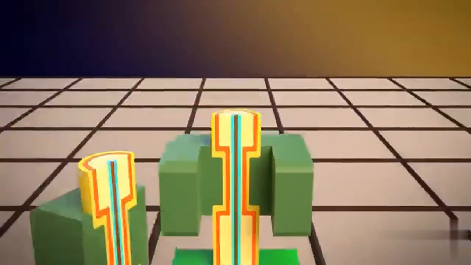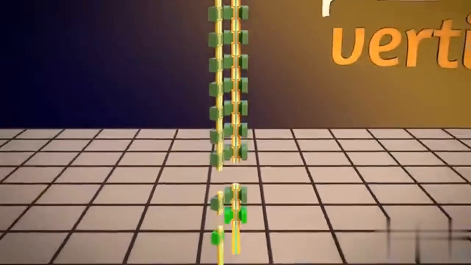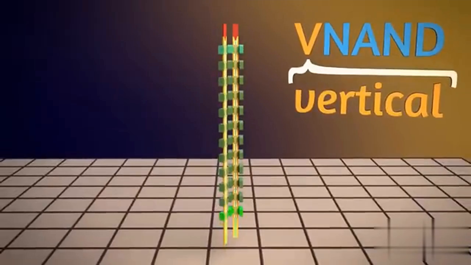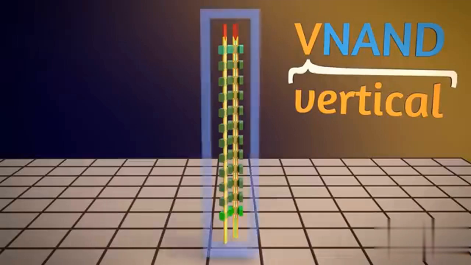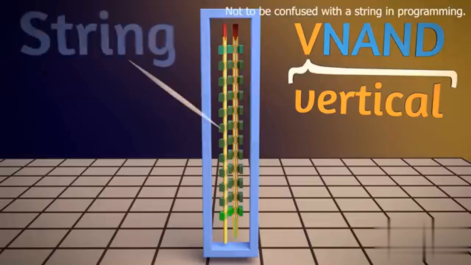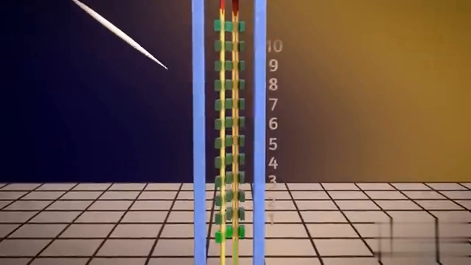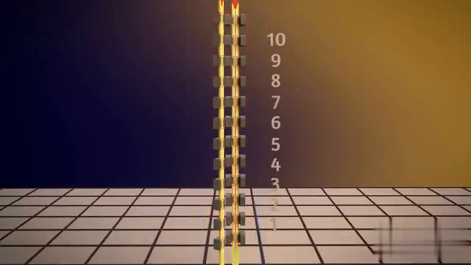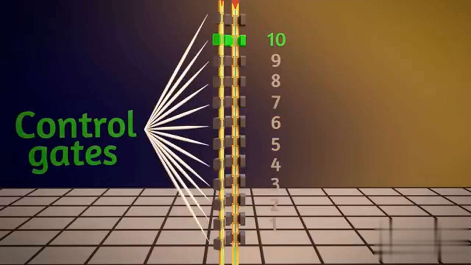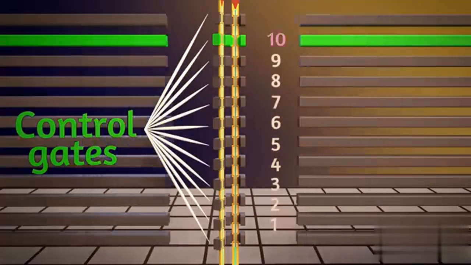After we zoom out a little, you can see that the memory cells are stacked vertically. This is where the vertical part in vertical NAND or V-NAND comes from. This stack of memory cells, which is technically called a string, is composed of 10 charge trap flash cells layered one on top of another. When information is written to or read from a string, only one cell can be activated at any given time, and to do that we use separate control gates attached to every layer in the string.